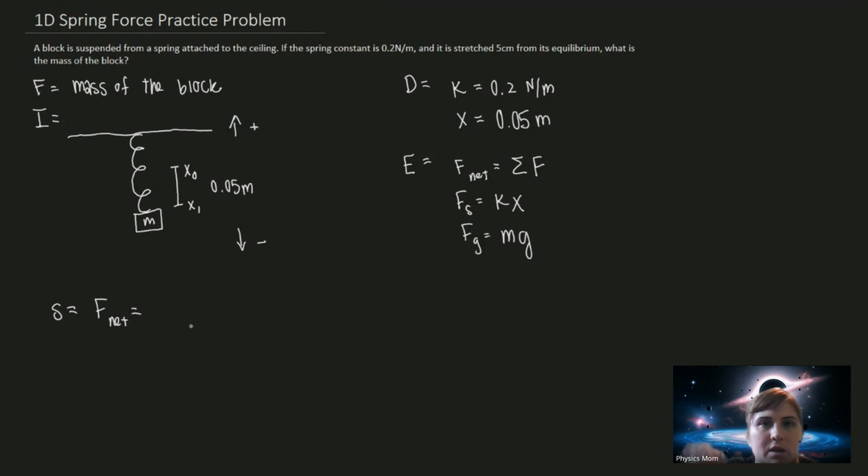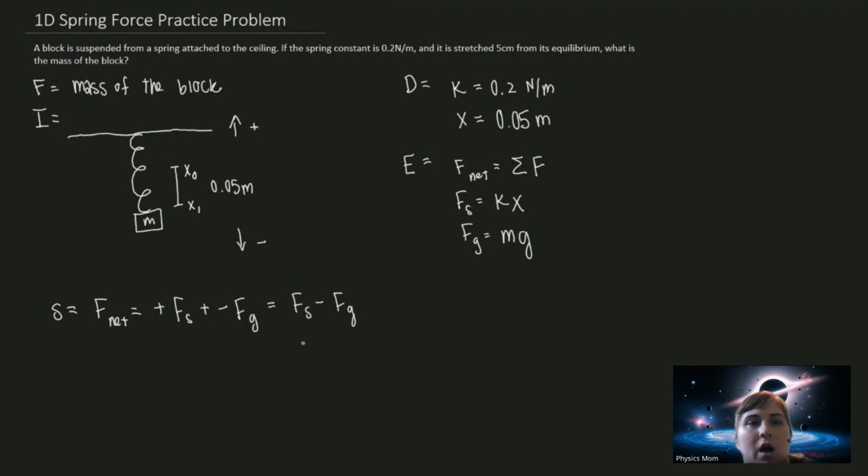What's pulling it up? That's the spring force. So that's a positive force, so plus Fs. And then I'm going to add to it the gravitational force. And if it's pointing in the downward direction, it's going to be minus Fg, the gravitational force. So that's just going to look like Fs minus Fg.